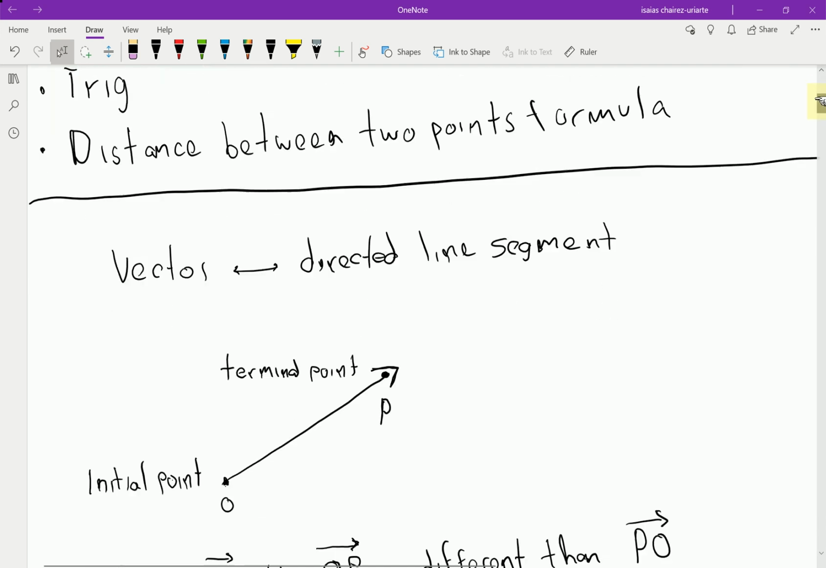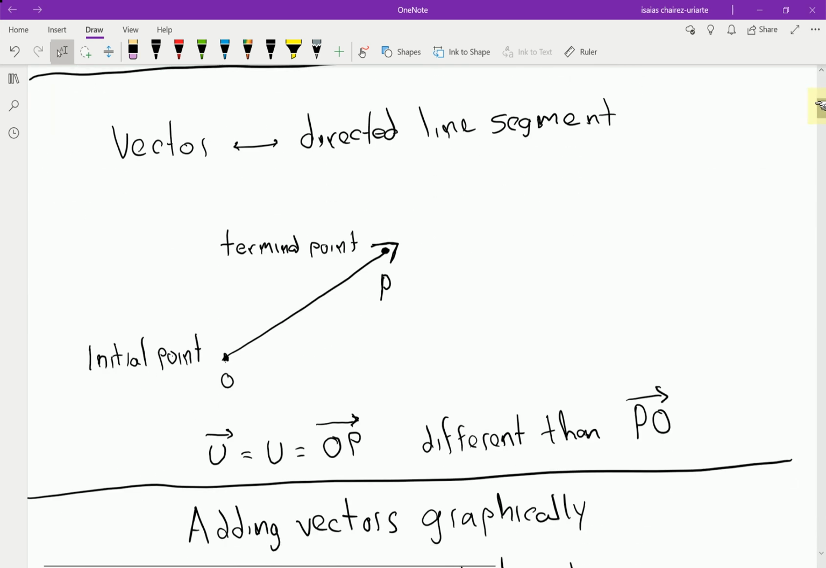Okay, so let's start thinking about vectors then. What is a vector? So a vector, you can think about it as a directed line segment. So a line segment is just a line between 2 points. That's what a line segment is. The fact that it's directed means that it has a direction.